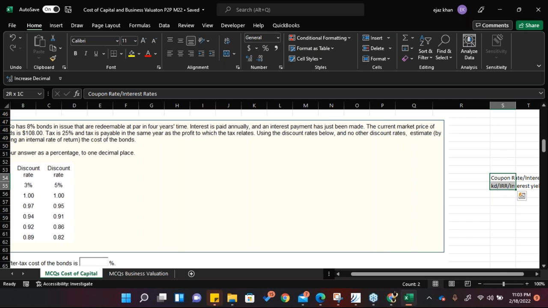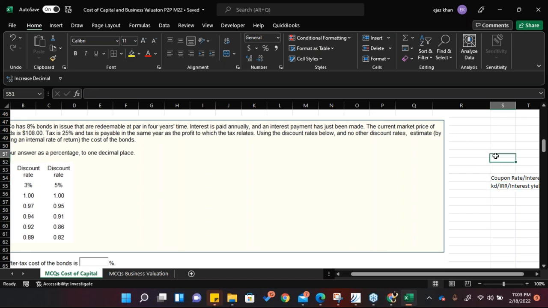Interest rate or coupon rate is simply the percentage of interest that you're getting every year. But when we are talking about cost of debt or IRR, it's the overall annualized return that we get from an investment in the form of debt. Let me give you an example.